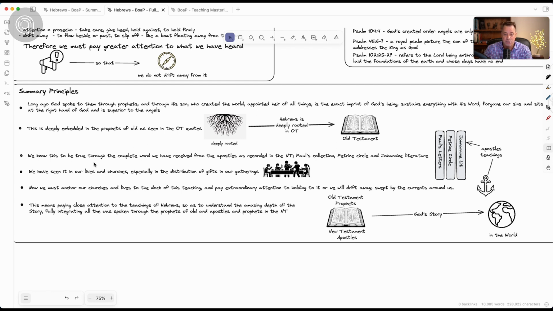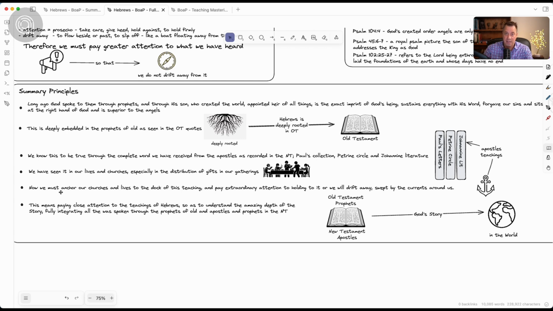And we know this is true through the complete word we've received from the apostles as recorded in the New Testament, recorded in their letters. Paul's collection, Peter's circle, Johannine literature. And that's what the Hebrews author is moving towards and mentions here. We have seen it in our lives, in our churches, especially the distribution of gifts in our gatherings. So it's interesting he's beginning to mention that, which ties it into all the other letters, especially into Paul's letters.